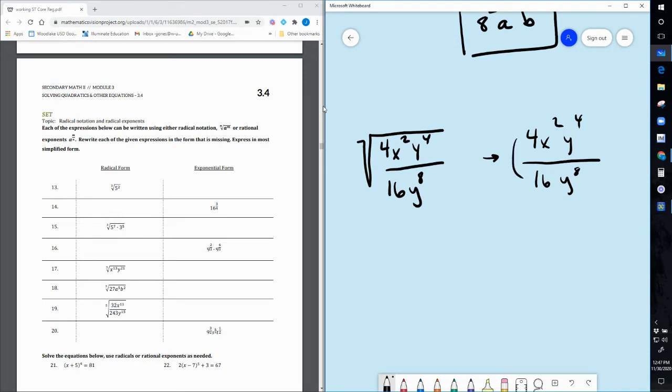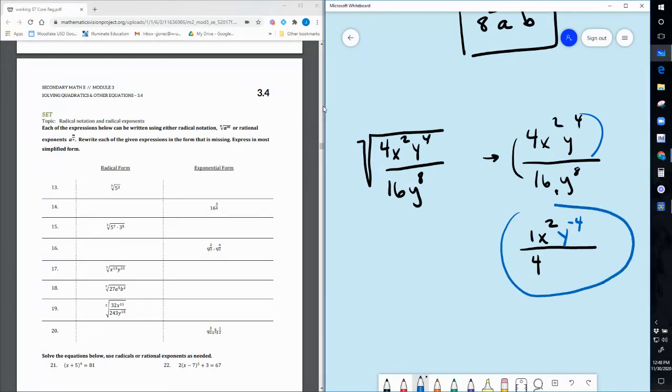First of all, simplify 4 over 16 as 1 over 4. 4/16 is the same as 1/4. X squared stays the same because there's nothing on the bottom down here, so you don't actually change that. And then y to the fourth and y to the 8th turns into a y to the negative fourth, because 4 minus 8 is negative 4.